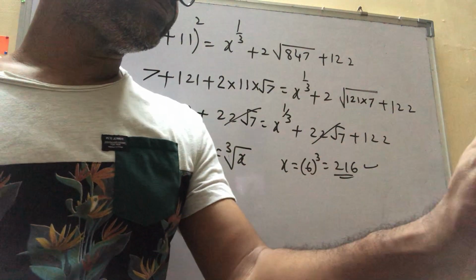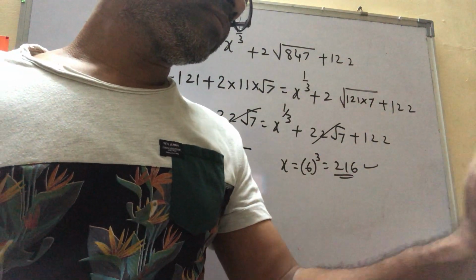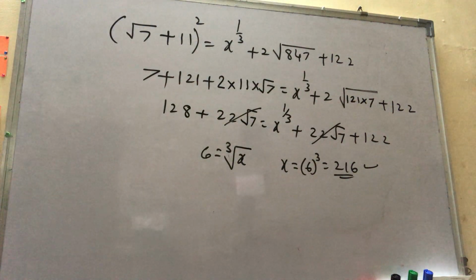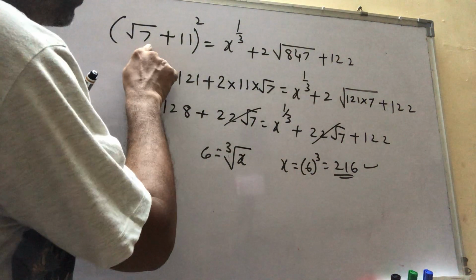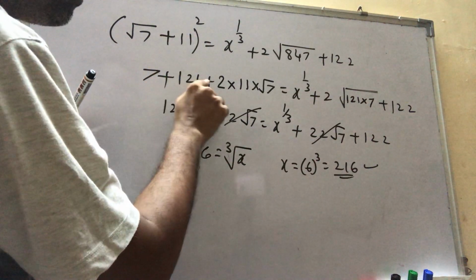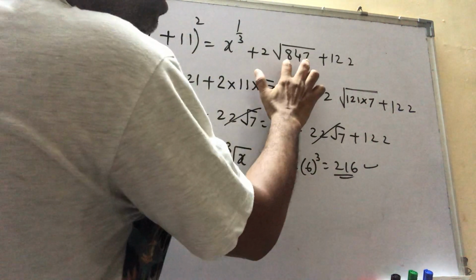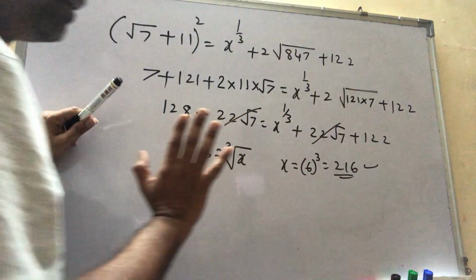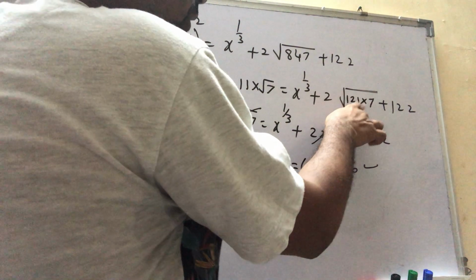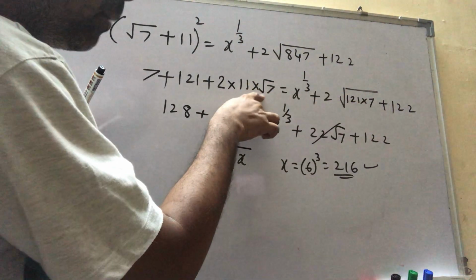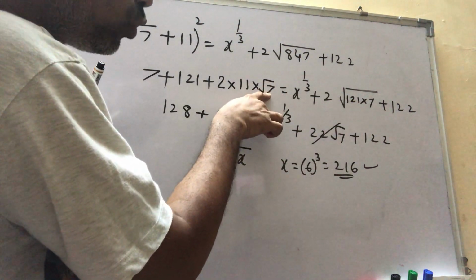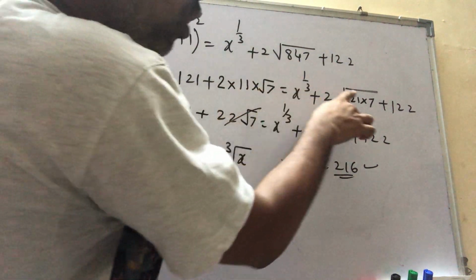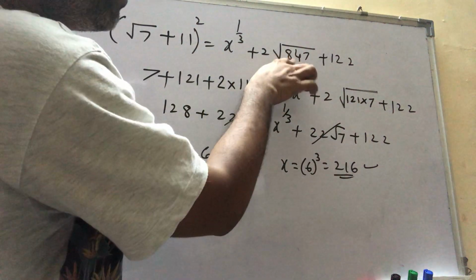Clear everyone? So just we have, this is (a + b)², that is a² + b² + 2ab, and we have just split 847 into two factors, 121 into 7. And from where did I get this idea? I got this idea from this number, because in the root there is a 7. So what I have done? I divided 847 by 7. So we got 121 into 7, that is nothing but 847.